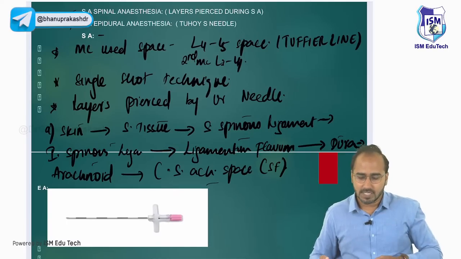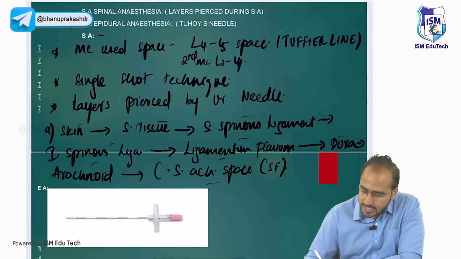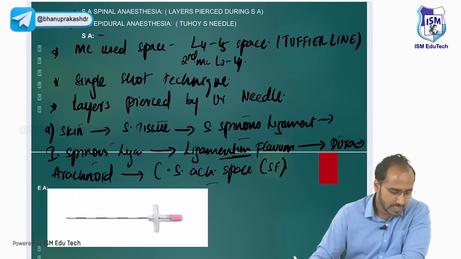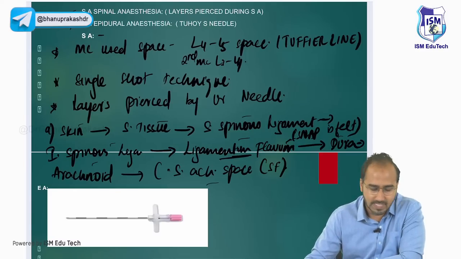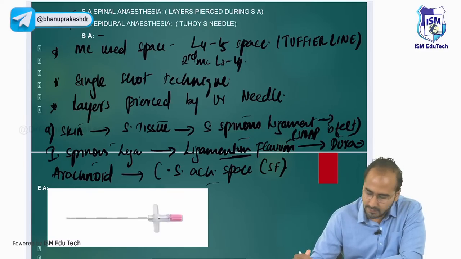What is that structure, guys? That is ligamentum flavum. The toughest ligament is ligamentum flavum. A snap can be felt when it is being pierced.